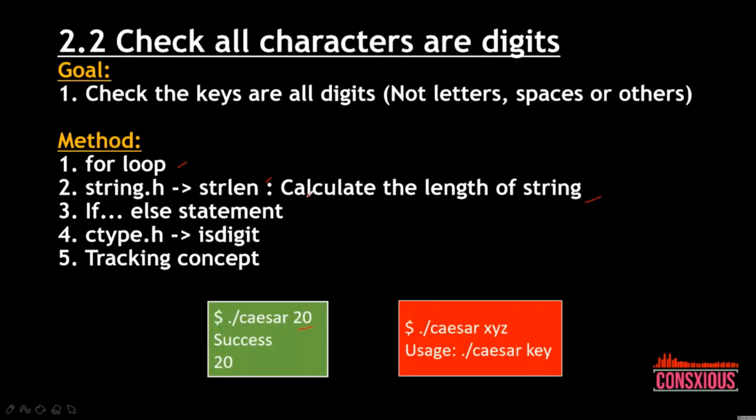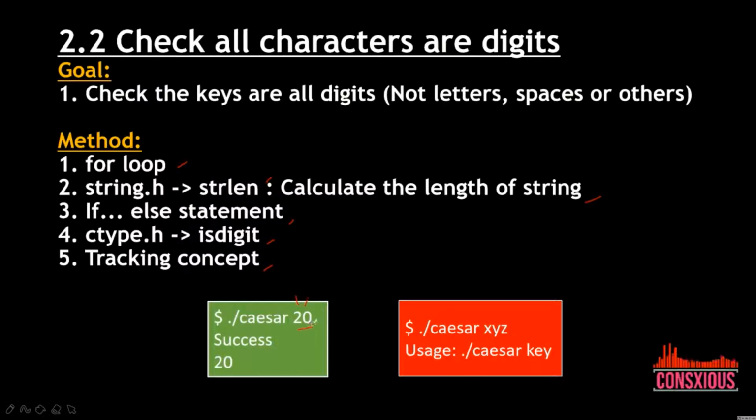So after that, we can use the if-else statements. We also will use the ctype.h to find each digit. For example, if this is a digit, the statement will become true, or else it's false. We also have to use some kind of tracking concept to track, for example, 1 here, 2, to make sure all of this is a digit. So these are 2 examples.